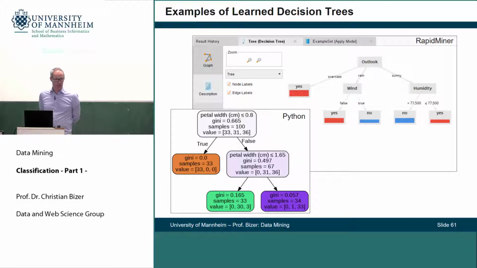We can visualize our trees. That's a standard visualization in RapidMiner. At the top, that's a visualization that many people use in Python because the visualization code is available. The interesting thing about the second one is that it is a bit more detailed, and it shows you how the training data was used to build this tree. So we started with 100 training examples that were distributed over 3 classes. We had a Gini of 0.66.